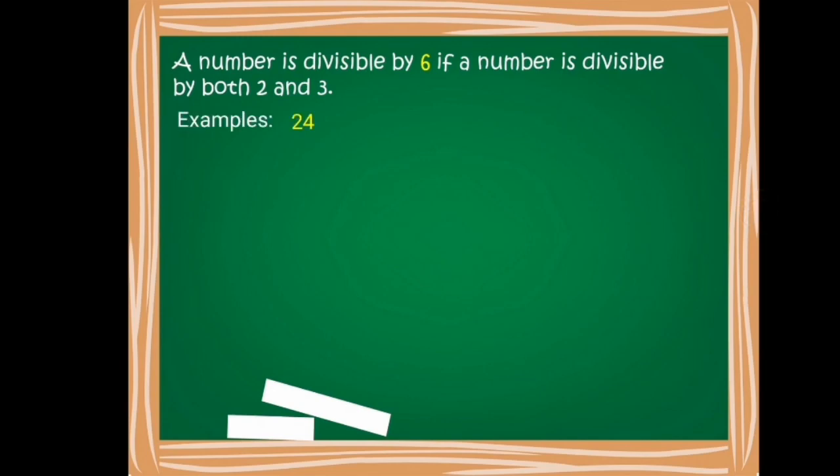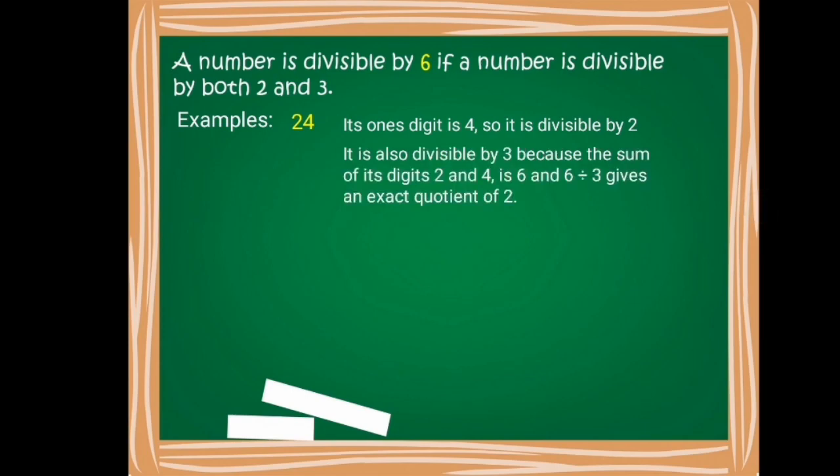Sample, 24. Its ones digit is 4. So, it is divisible by 2. So, 4 ang nasa ones. Kaya ito ay divisible by 2. Divisible ba yan by 3? It is also divisible by 3 because the sum of its digits 2 and 4 is 6. And 6 divided by 3 gives an exact quotient of 2. So 24 is divisible by 6.